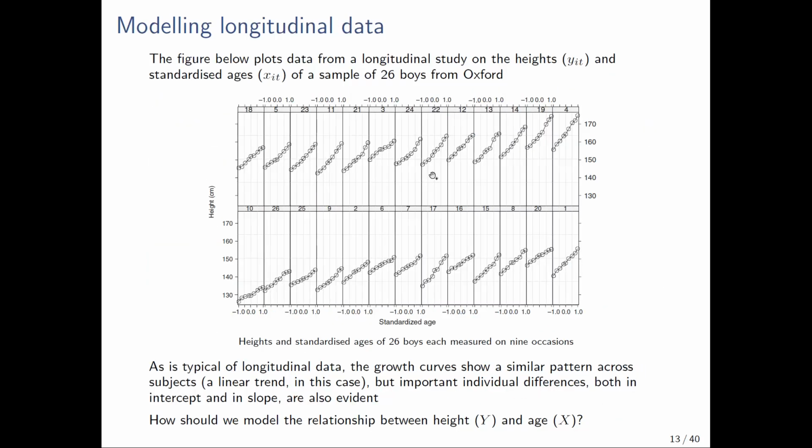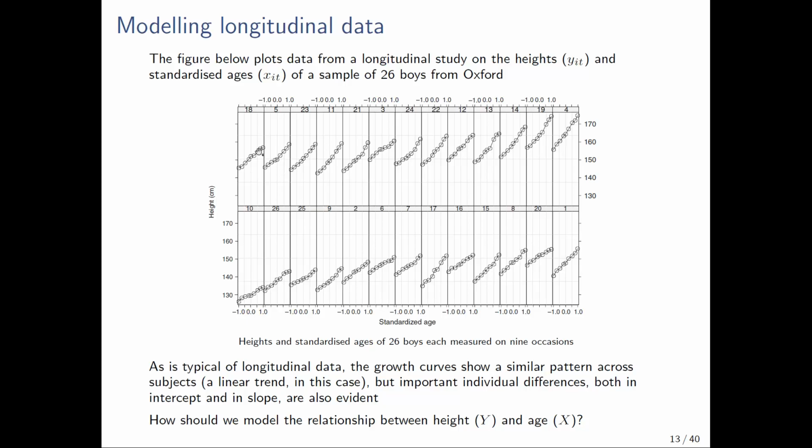So the figure here plots data from a well-known longitudinal study on the heights and standardized ages of a sample of boys, 26 boys from Oxford, each measured on 9 occasions. So height is the response variable measured on the y-axis, and standardized age is the covariate measured on the x-axis.